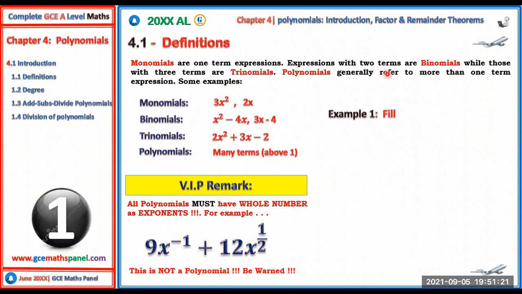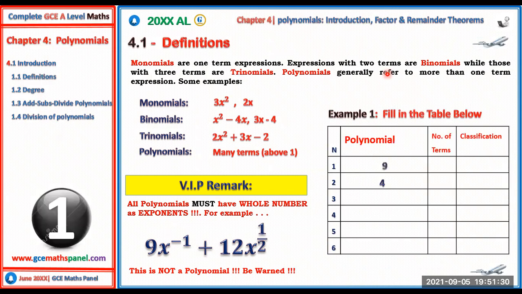Let's take an example. Fill in the table below. We want to do some sort of a classification. So we have the following values. We have 9, 4x, x squared, all of that, up to 4x squared minus 9x plus 2. We want you to tell us the number of terms, that is nomials, and to classify it whether it is mono, bino, trino, or polyno.